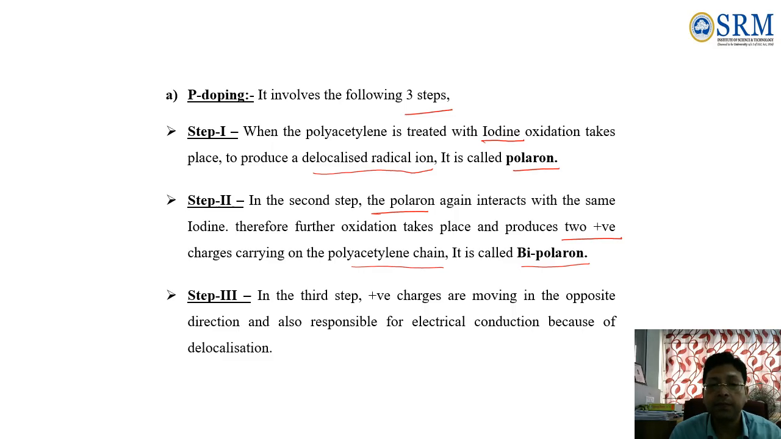In the final step, these positive charges move in the opposite direction and hence are responsible for electrical conduction because of delocalization. So basically, in step 3, whatever two polarons are created, they move in the opposite direction through the delocalized pi orbital, and eventually it produces soliton, and that is responsible for electrical conductivity.